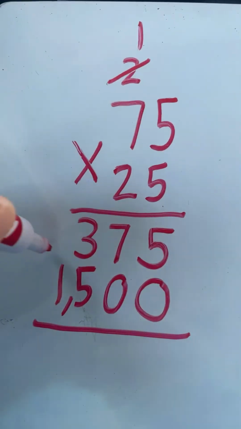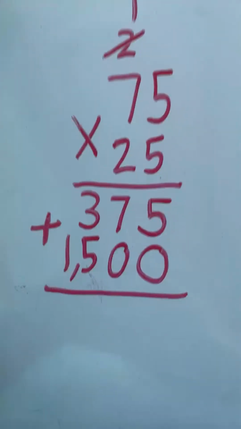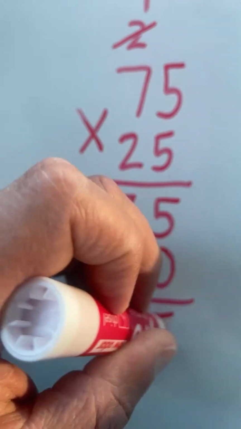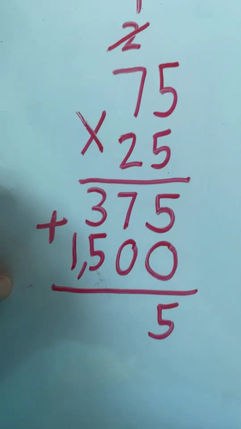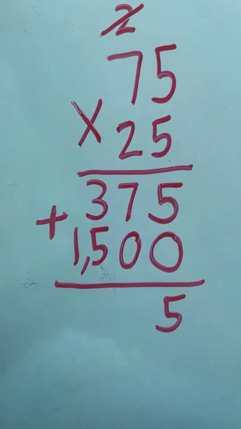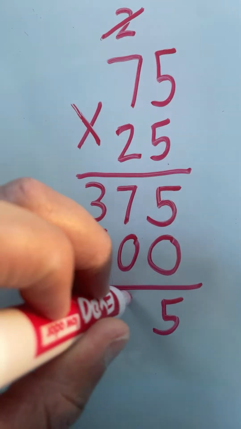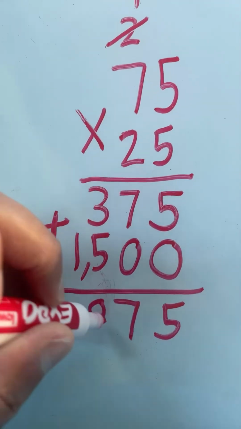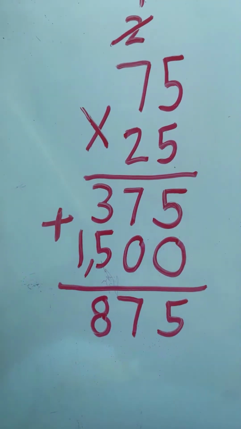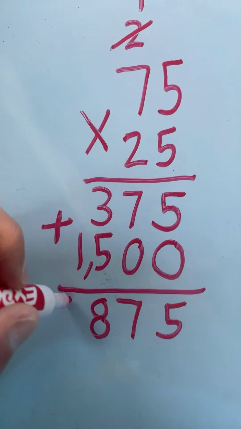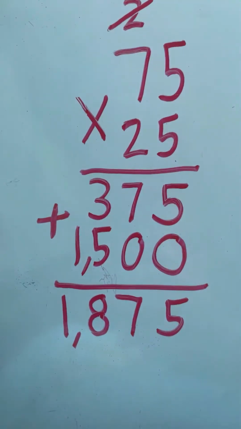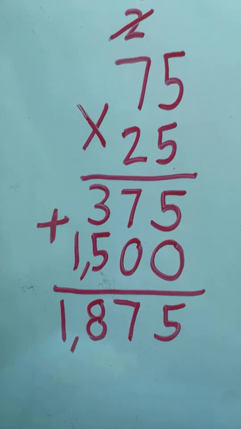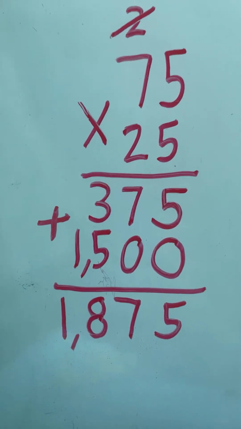Now to get our final answer, we simply have to add these two numbers together. 5 plus 0 equals 5. 7 plus 0 equals 7. 3 plus 5 equals 8. 0 plus 1 equals 1. And we have our final answer, 75 times 25 equals 1,875.